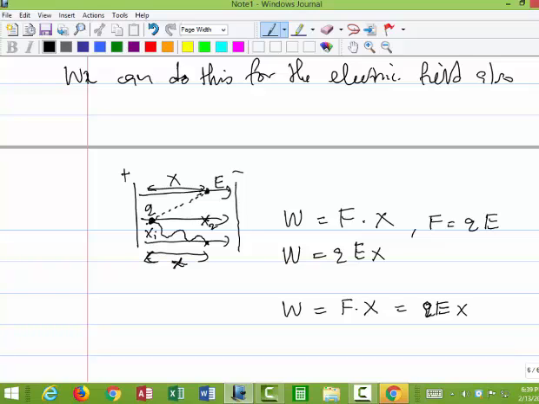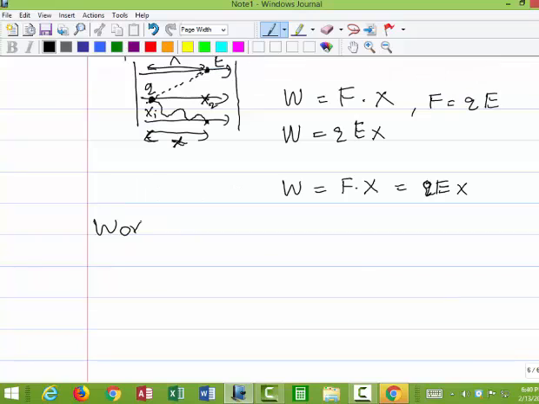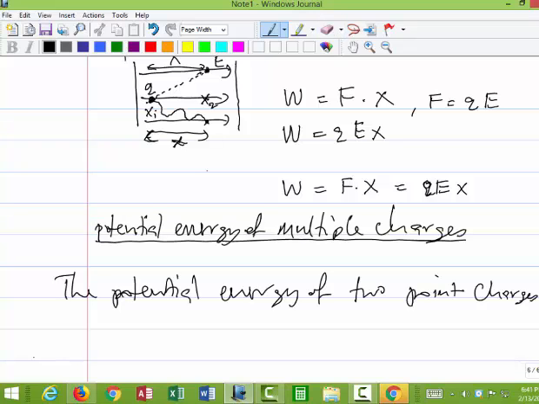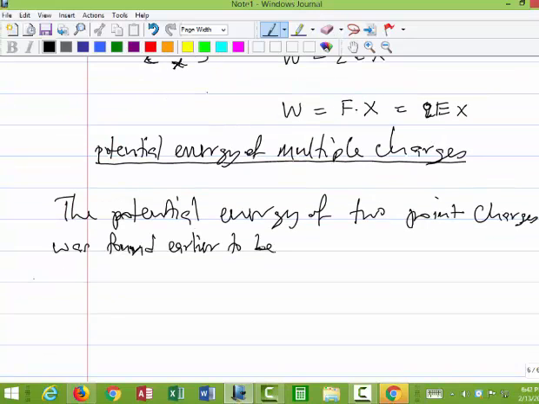Okay, so let's look at the work done by multiple point charges before we go on. So we're looking at the potential energy of multiple point charges. So we found the potential energy of 2 point charges. U electric was equal to k q1 q2 over r in general, so this will be r, let's call it r12.